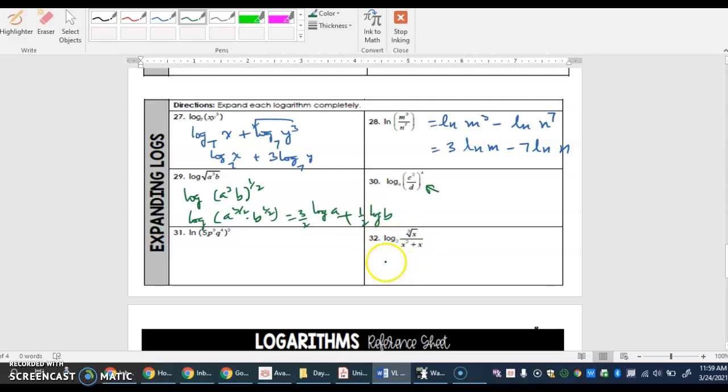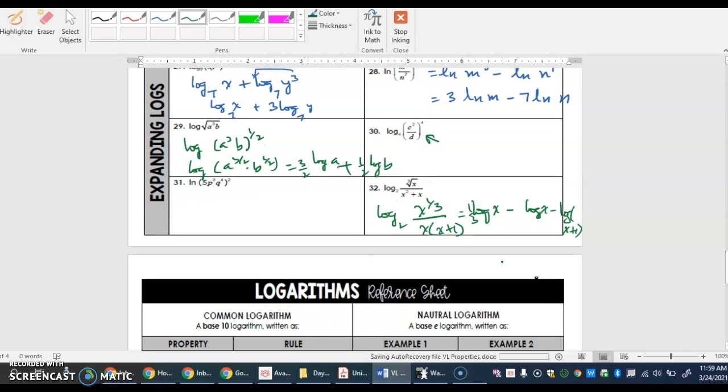So this is a combination of everything. So here it would be x to the 1/3, that's the rational exponent of the cube root of x, and you have x times x plus 1 in the denominator. So this becomes 1/3 log x minus log x minus log x plus 1. I don't have space to write, so I'm squishing it there, but 1/3 log x. Okay, so that's how these go.